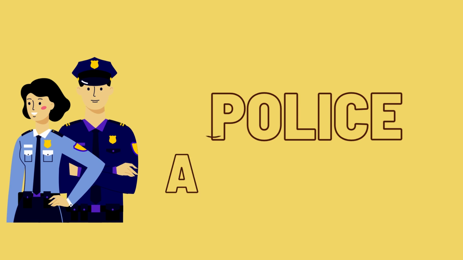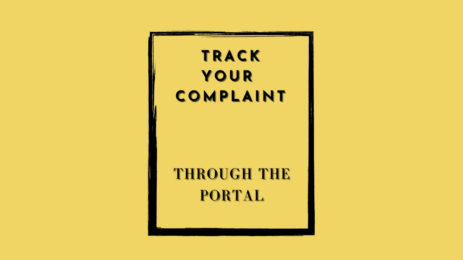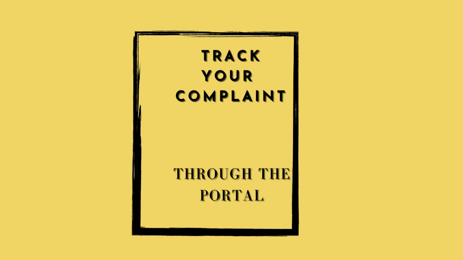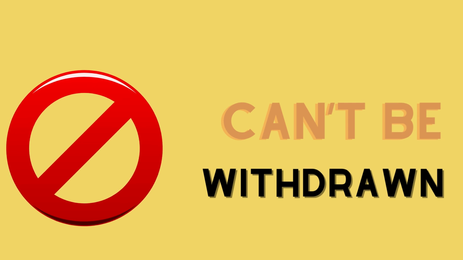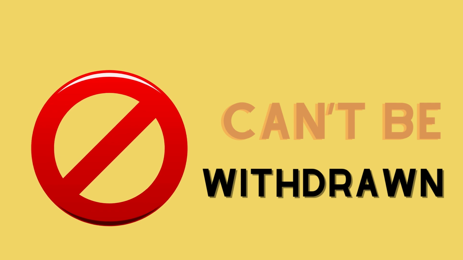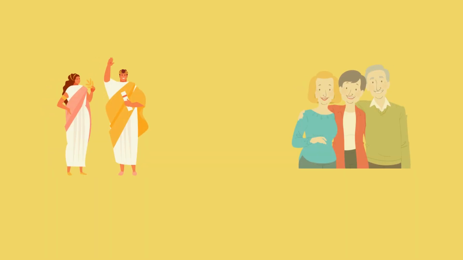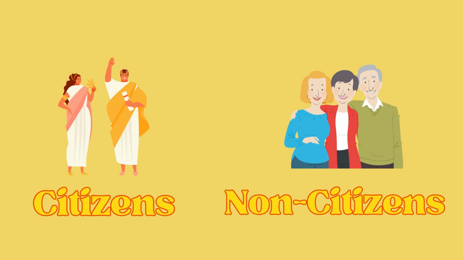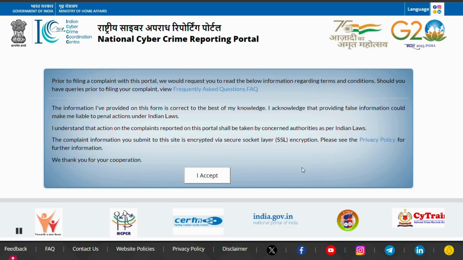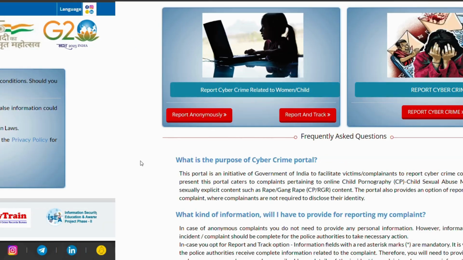Once a complaint is submitted, it is handled by the respective state or union territories police authorities, and complainants can track their complaints status through the portal. You must remember that complaints filed under the Women or Child section cannot be withdrawn, while those under the Cybercrime section can be withdrawn before being converted into an FIR. Both Indian and non-Indian citizens affected by a crime in India can file complaints on the portal. Once you have thoroughly gone through the frequently asked questions, click on the I accept button.